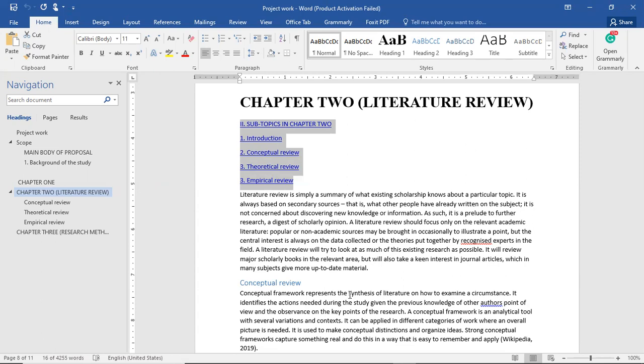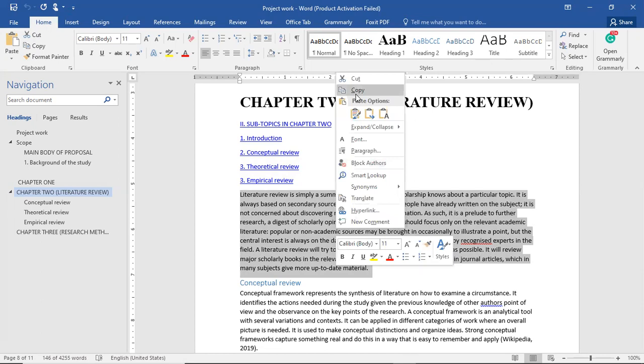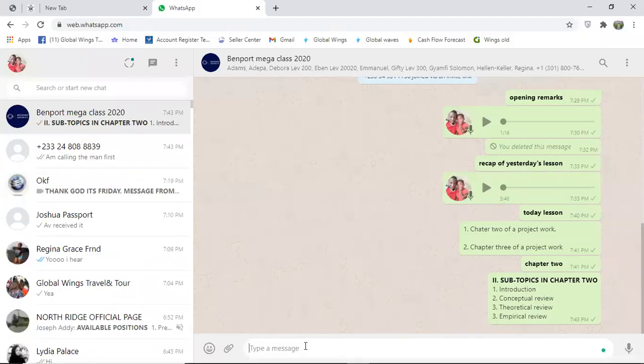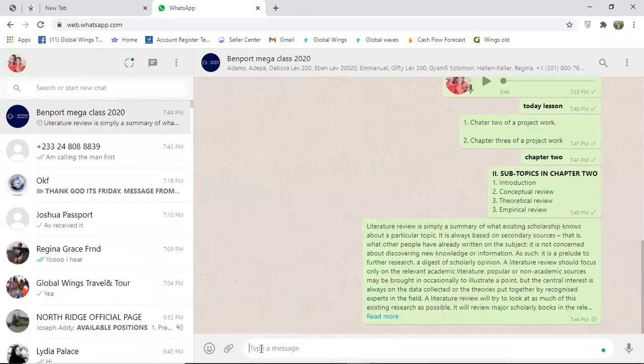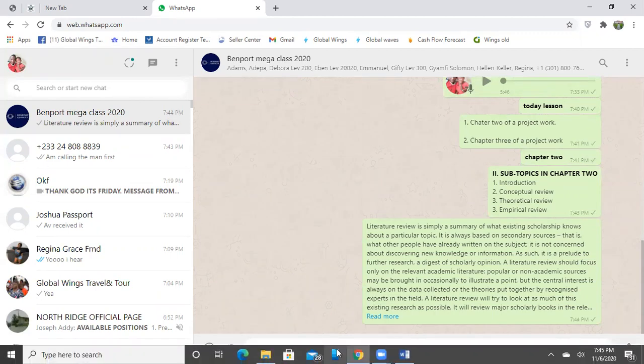Now, the literature review entails an introduction, the conceptual review, the theoretical review, and then the empirical review. The literature review is a summary of what existing scholars know about a particular topic. Scholars before you, scholars ahead of you, what they know and what they have said about the topic you are researching, is what is called the literature review.